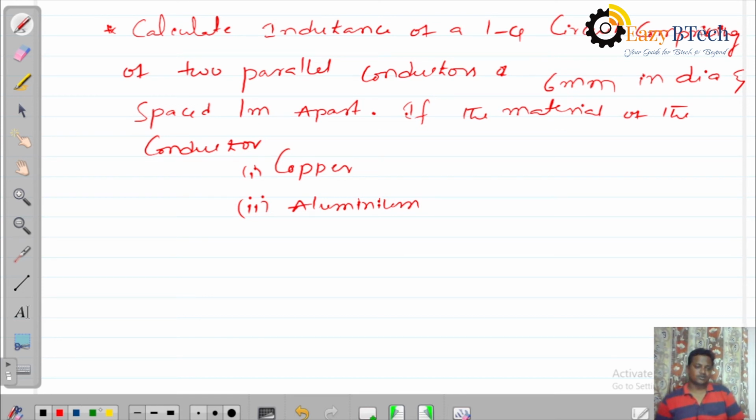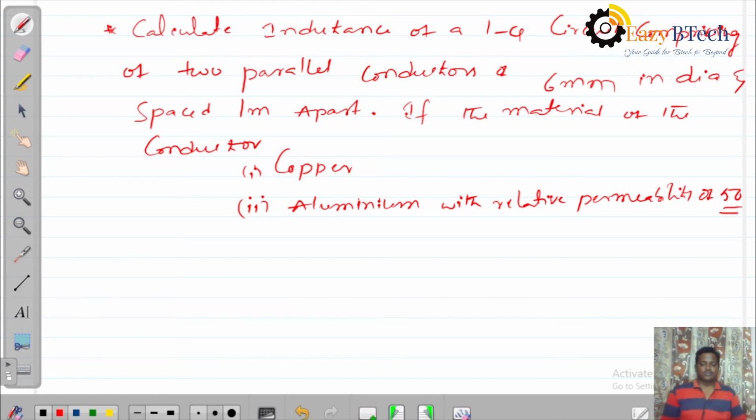How can we solve this problem? Also, they provide one more condition: aluminum with a relative permeability of 50. They mention the mu r value 50. How can we solve this type of problem? It is also one of the important questions on the single phase system.